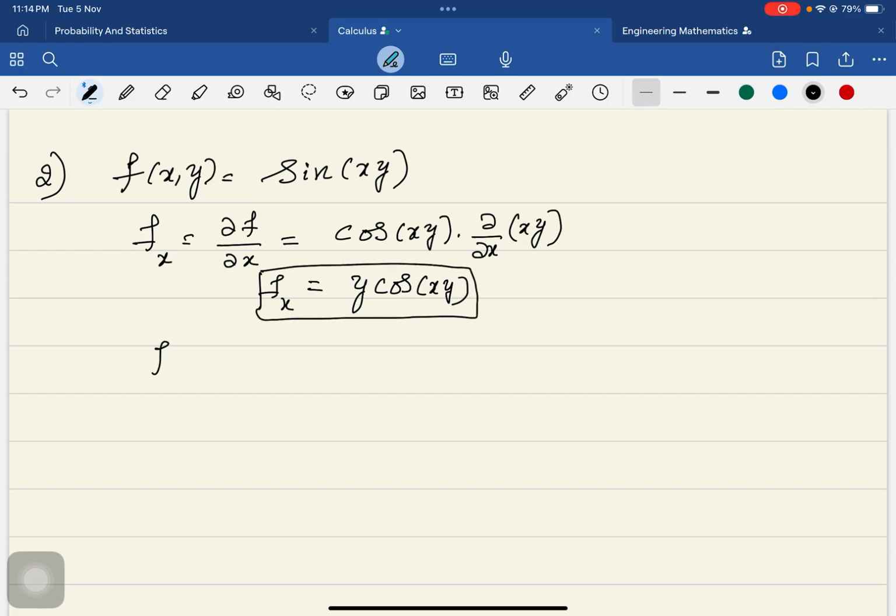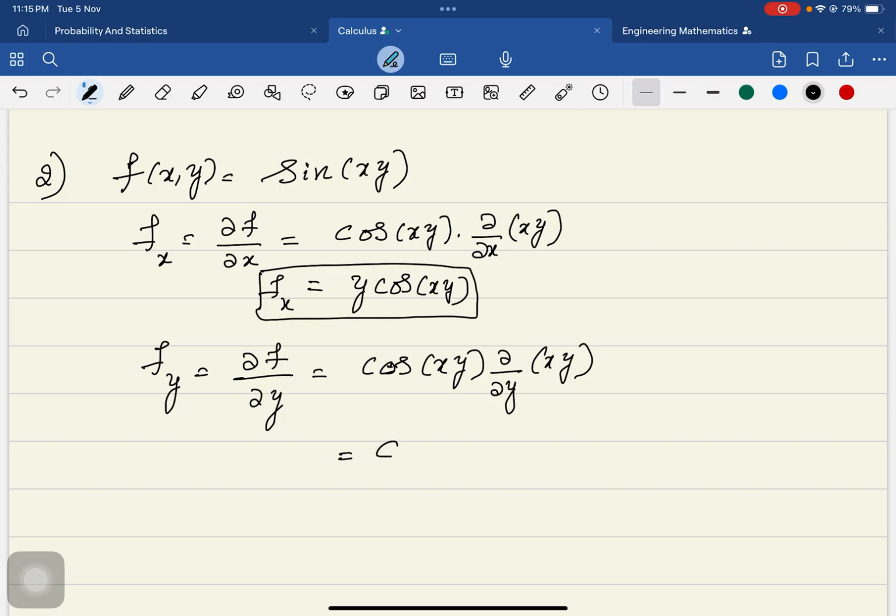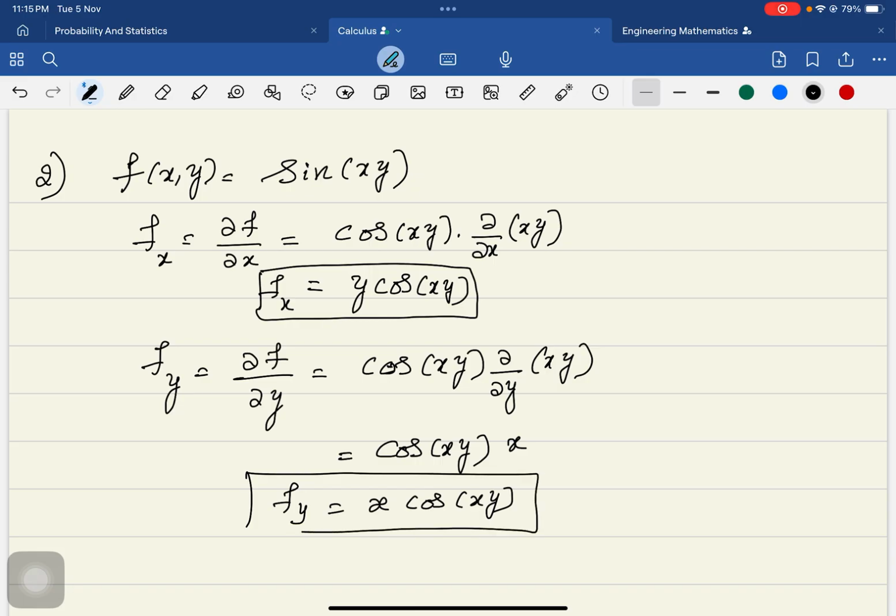Right? Now fy is given by ∂f/∂y, and that is again the derivative of sine, which is cosine of xy, times ∂/∂y of xy. Now the derivative of xy with respect to y is x, because x is a constant, so it is x times cosine of xy. So fy is given by x times cosine of xy. This is another problem. Understood?